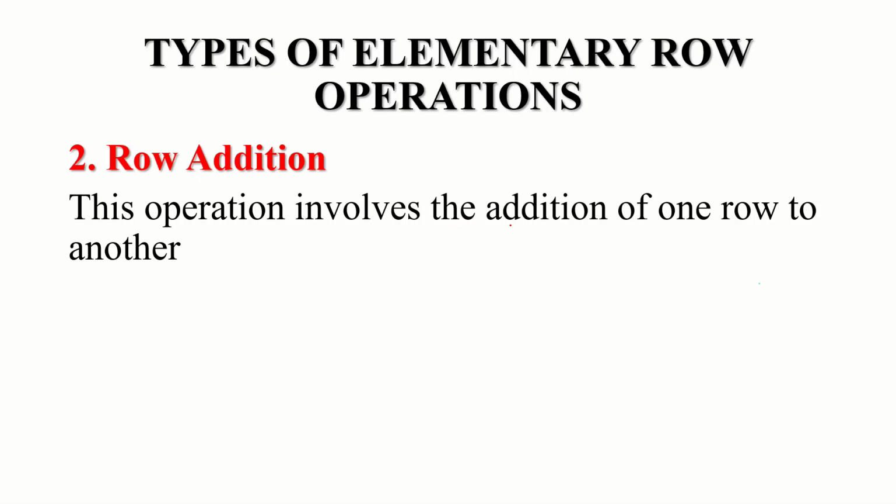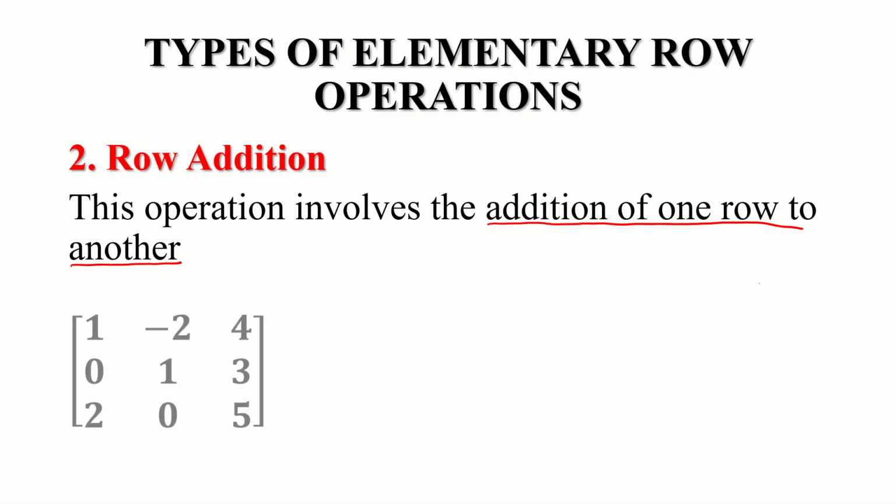The underlined word here is the addition of one row to another. So under row addition, we can add one row to the other row. If we have a matrix as 1, -2, 4, 0, 1, 3, and 2, 0, 5, we can perform row addition. Remembering that this side is row 1, the whole of this is row 2, and the last one is row 3.